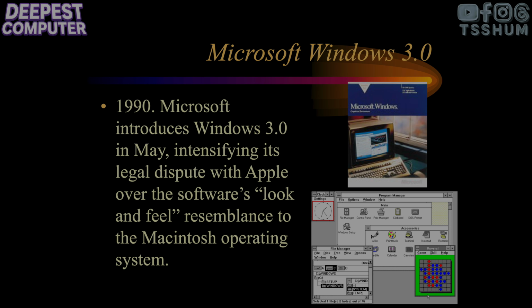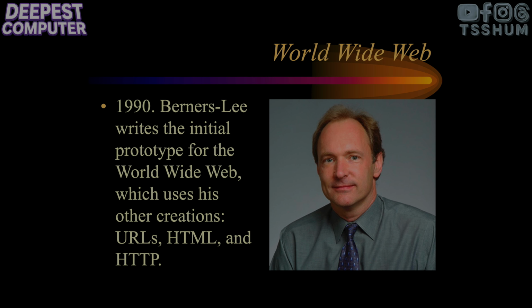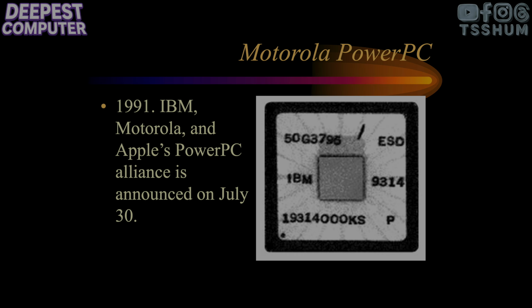In 1990, Microsoft introduced Windows 3.0, intensifying a legal dispute with Apple over the software's look and feel resemblance to the Macintosh operating system. Berners-Lee wrote the initial prototype for the World Wide Web in 1990, utilizing his creations, URLs, HTML, and HTTP. The PowerPC alliance between IBM, Motorola, and Apple was announced on July 30, 1991, aiming to compete with Intel processors.